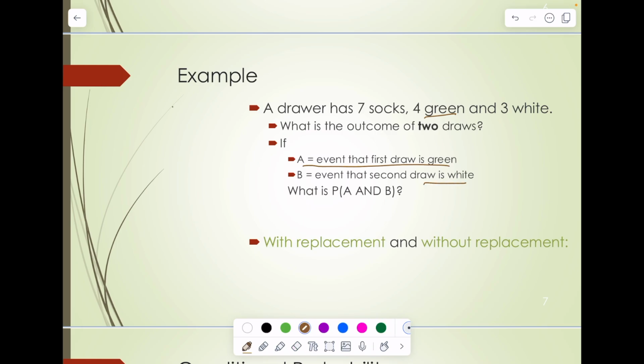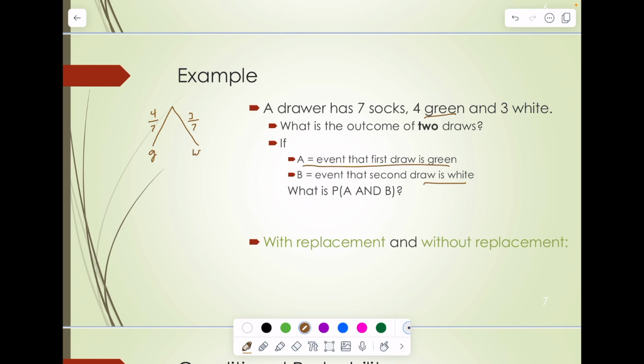Okay, so let me draw out my first draw. So I have 2 options here. I could either get a green sock or a white sock. Now, the green sock has a probability of 4 out of 7, 4 sevenths. The probability of me drawing a white sock is 3 out of 7. Okay, now let's look at the second draw.